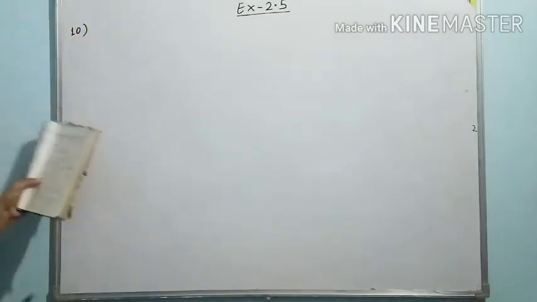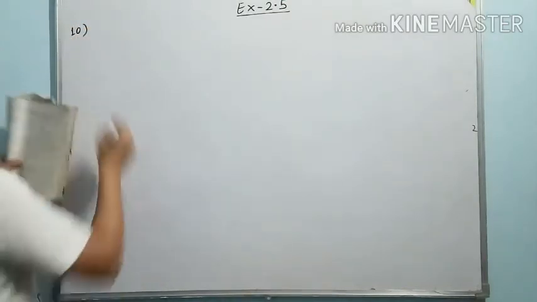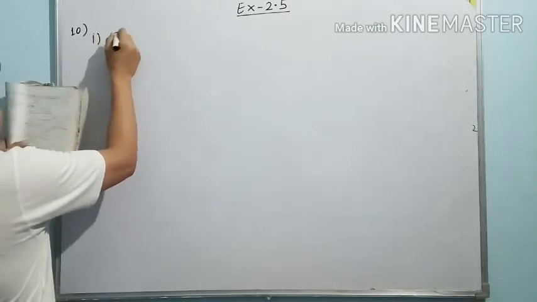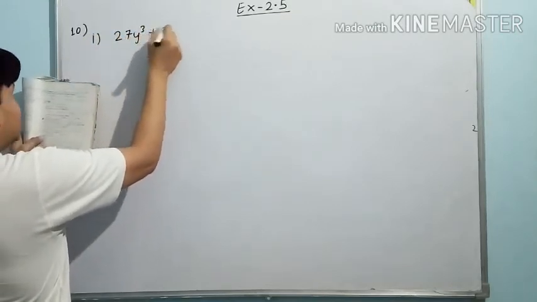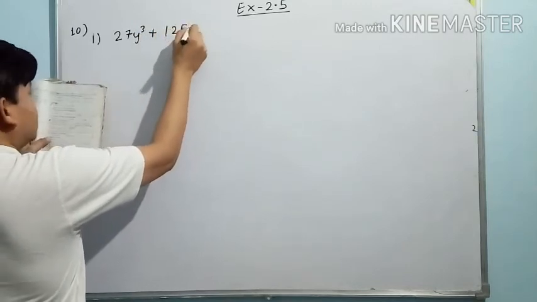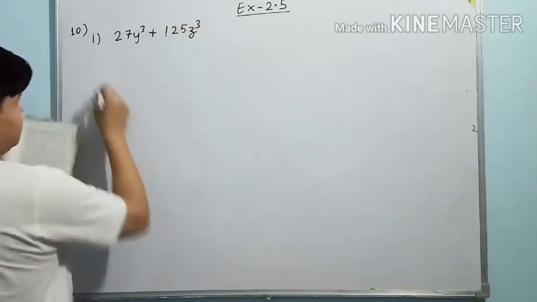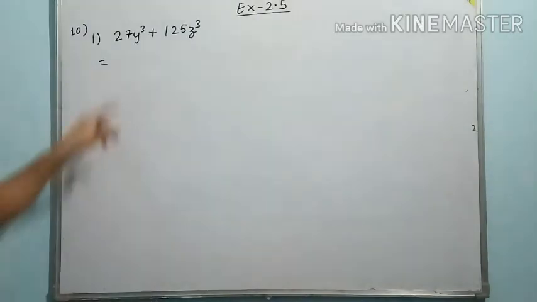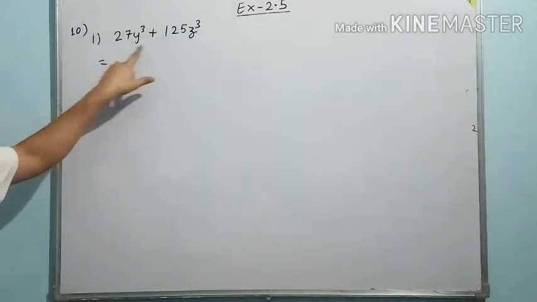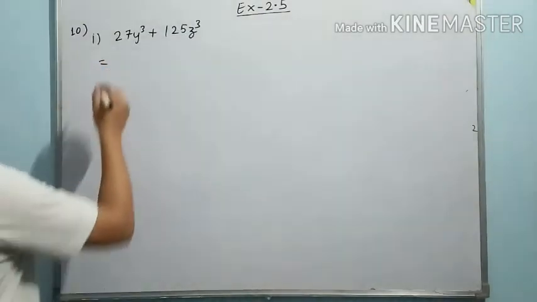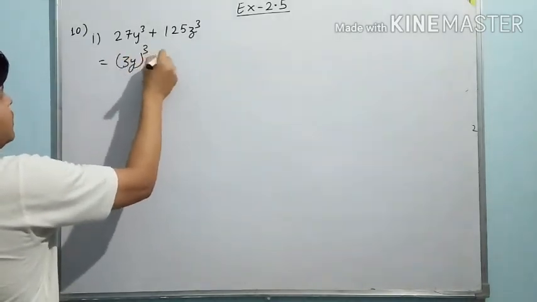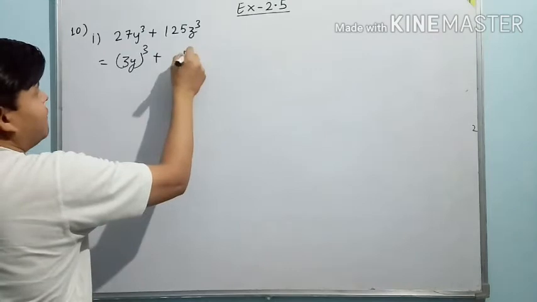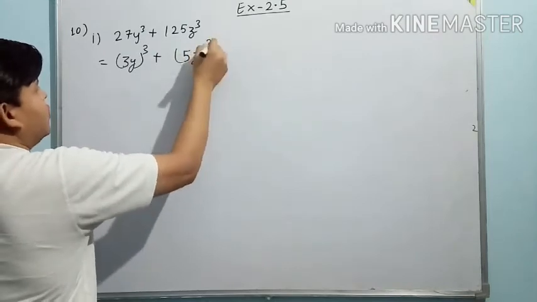This is also factorize each of the following. So let's take its first part. This is 27y cube plus 125z cube. So this is also same, we can write this as a cube plus b cube. So this can be written as 3y whole cube plus this can be written as 5z whole cube.